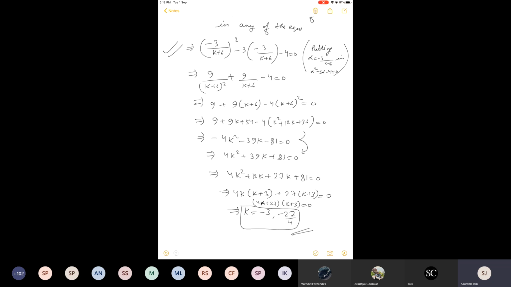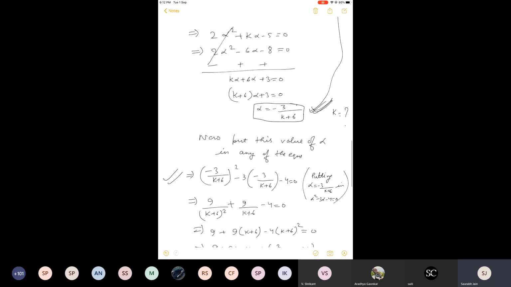Anyone having any doubt? We have to discard something, like... No. If you want, I can even tell you what is the meaning of getting two values of k. That is a good question.